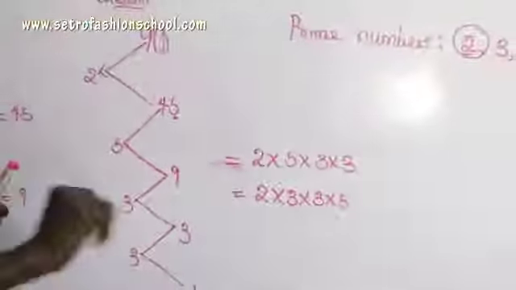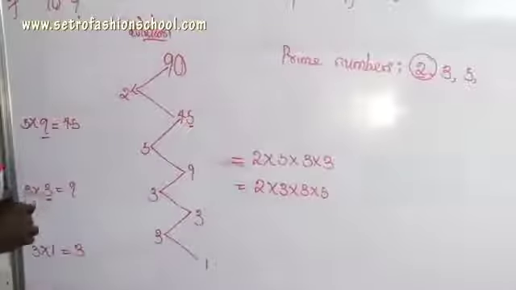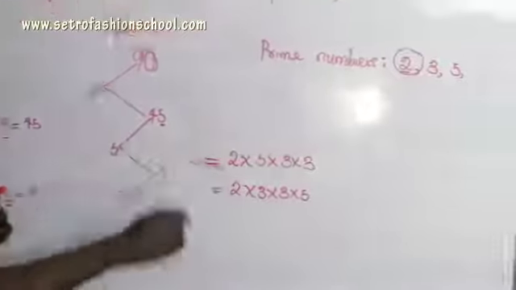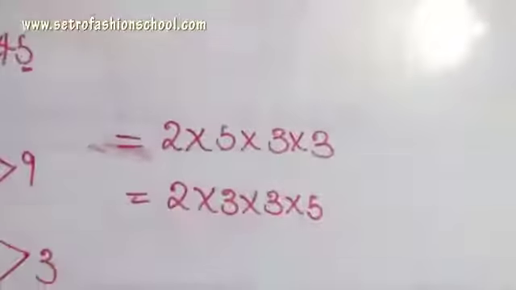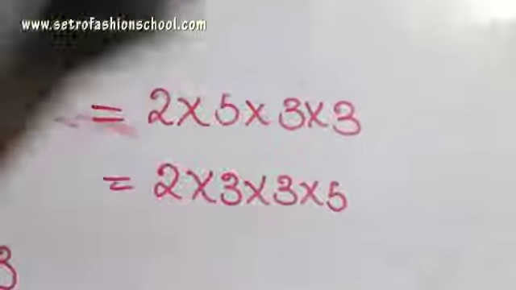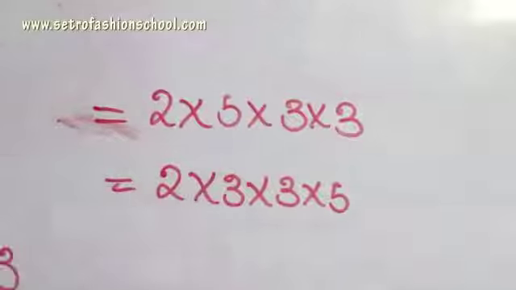So let's check, to check if you are correct or wrong. 2 times 5, correct, 10. 10 times 3, correct, 30. 30 times 3, correct, 90. Now, the same way you will get this answer back. So, which means you are absolutely correct.